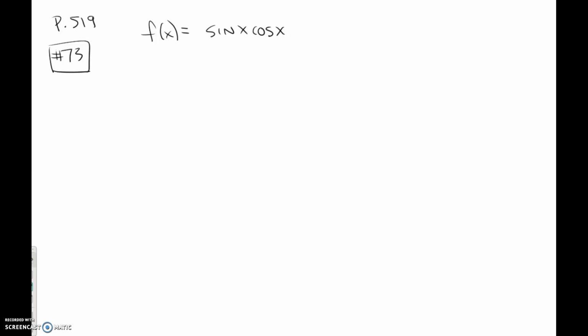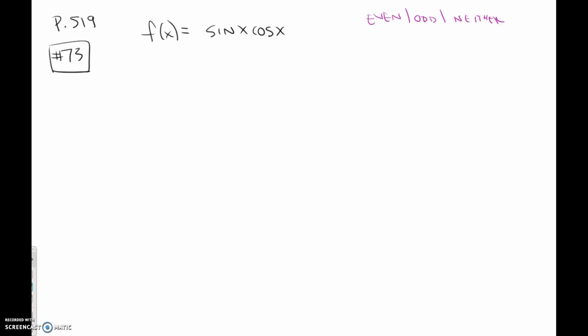All right, this is question number 73 on page 519. It asks us to determine if this function is an even function, an odd function, or neither. So there's kind of two things we need to do.